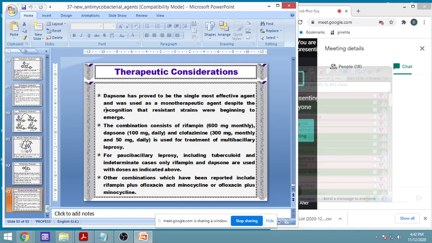Dapsone has proved to be the single most effective agent and was used as a monotherapeutic agent. Despite the recognition that resistant strains exist, a combination of rifampicin plus dapsone plus clofazimine is used for treatment of multibacillary leprosy. Multi means more than one kind of strain is there. But if it is paucibacillary, only one type, including tuberculoid and intermediate cases, only rifampicin and dapsone are used with doses as indicated above. Other combinations which have been reported include rifampicin plus ofloxacin, and minocycline plus ofloxacin plus minocycline; they can be used. So here we finished all these mycobacterial diseases and the treatment for that.